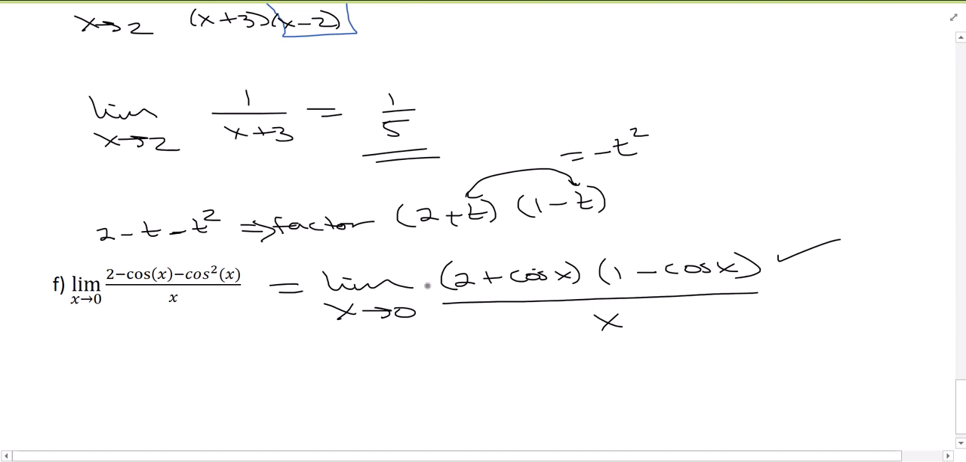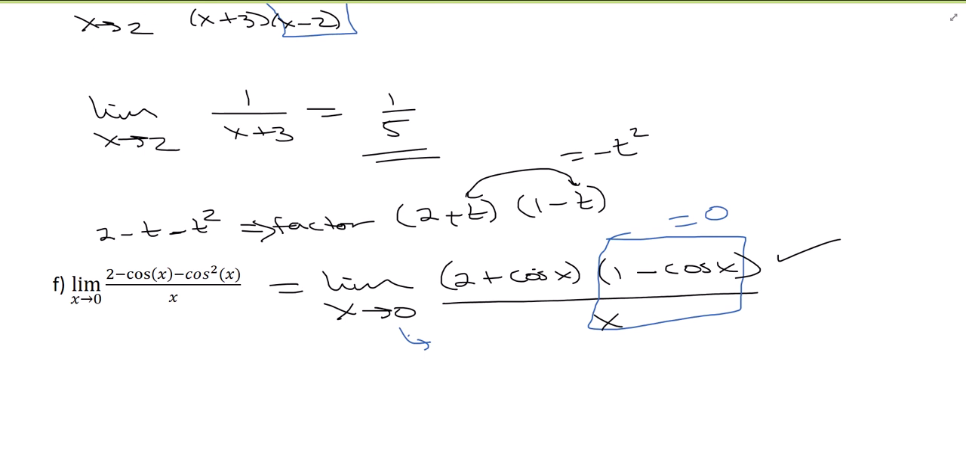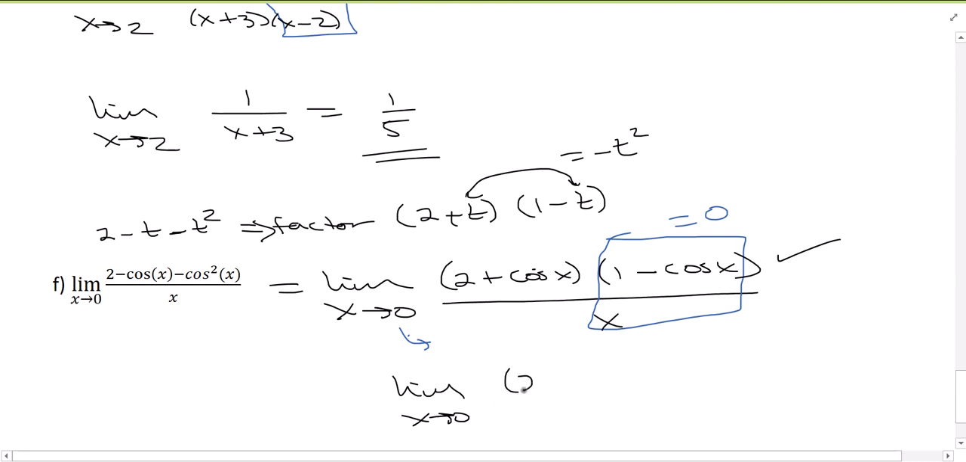And now I can use the fact that my limit as x goes to 0 of 1 minus cosine x over x, this limit is 0. So I'll be left with the limit as x goes to 0 of 2 plus cosine x times 0. It doesn't even matter what this is because when you multiply it by 0, you're going to get 0. I know I only did one example with this one, but it essentially works the same way.